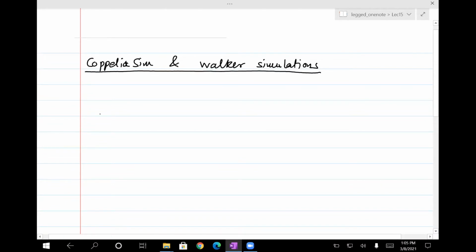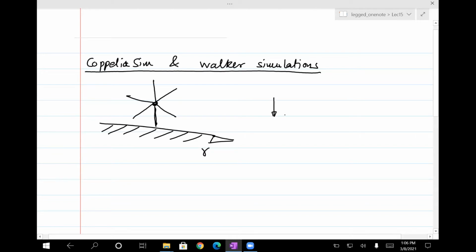Okay, the first thing is, so we've seen passive walkers. Let me draw the rimless wheel. The rimless wheel is on a slope, let's say gamma, and gravity is pointing straight down. So gravity basically has two components: one is g sine gamma, which is along the ramp, and then g cosine gamma, which is downwards, at right angles to the ramp.